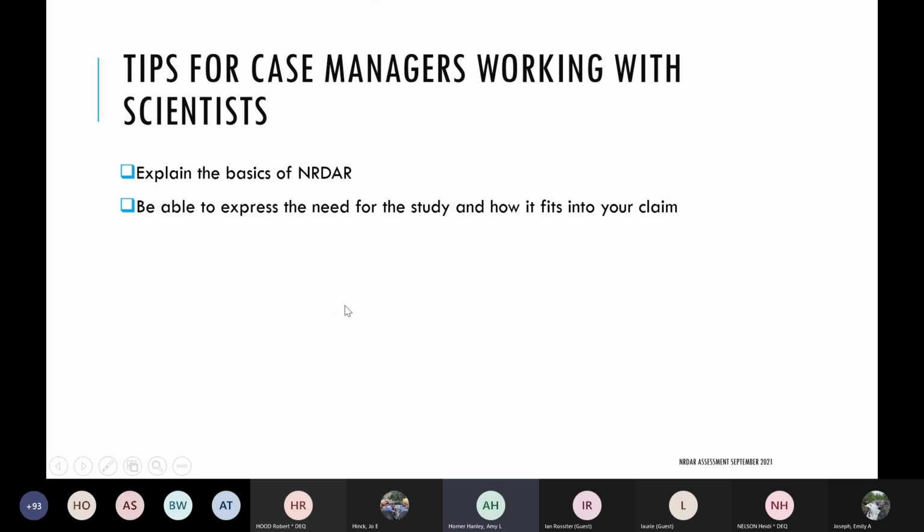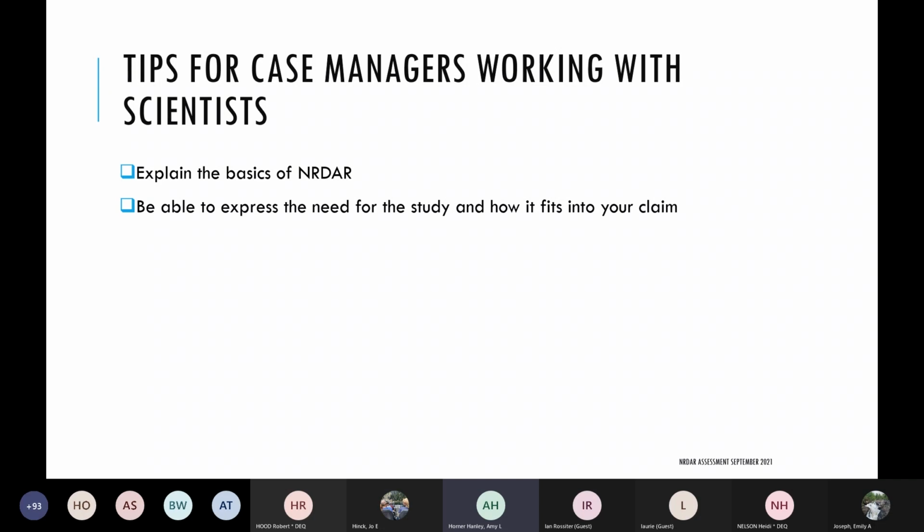All right, so here are some tips for case managers working with scientists. And I don't mean to imply that some of the case managers aren't scientists. I'm using scientists here as the folks that don't have NRDA lenses yet, and you're like, hey, you're an expert in this resource. Can you please come help the trustees study this resource for our NRDA? And they're like, great, can you spell NRDA for me? So it's really important to explain the basics of NRDA: that it's a legal process, that we have co-trustees, and that we have specific questions that we need to have answered.